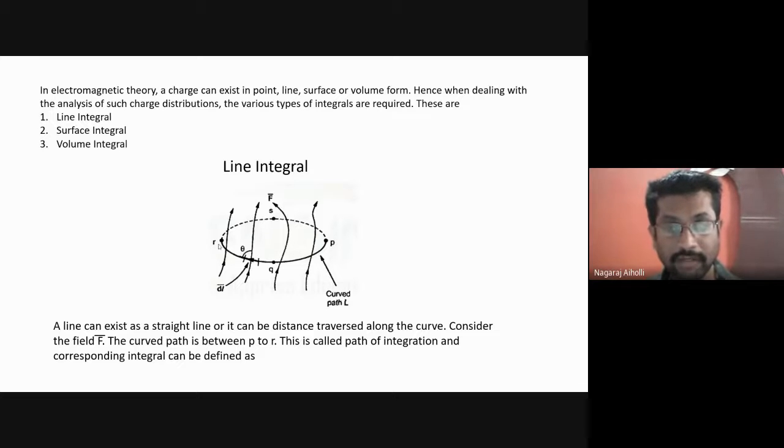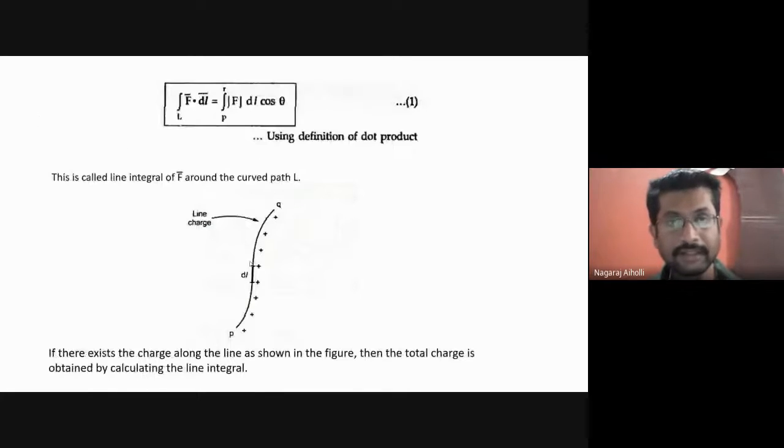As we have considered the projection of vector A on vector B, here I am writing the integral from P to R of the projection, that is F bar cos theta into dl. The projection of F bar on dl bar is F bar cos theta into dl, according to the definition of our dot product. This is called the line integral of F bar around the curved path L.